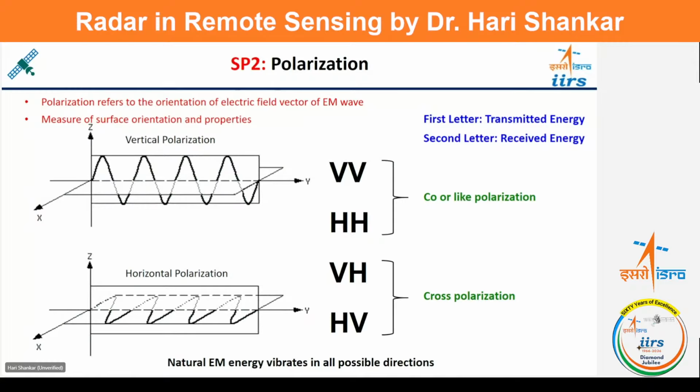More important, if both the letters are the same, like VV or HH, then these are called the copolarization channels, or like polarization, meaning transmitted and received are both the same. But if they are opposite, then they are called the cross polarization channels, like VH or HV. For monostatic radar, generally VH and HV are the same, but HH and VV are not the same. So that is important.